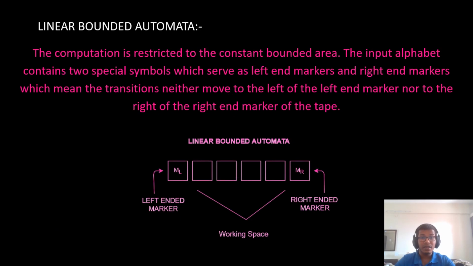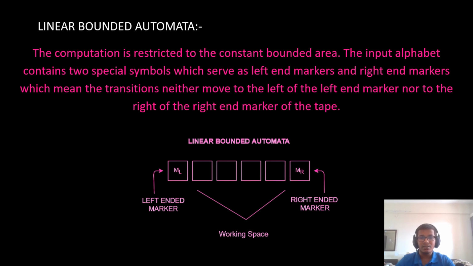So next comes linear bounded automata. Here the computation is restricted to a constrained bounded area. So the input alphabet contains two special symbols which serve as left end marker and right end marker, which means the transitions move neither to the left of the left end marker nor to the right of the right end marker of the tape.